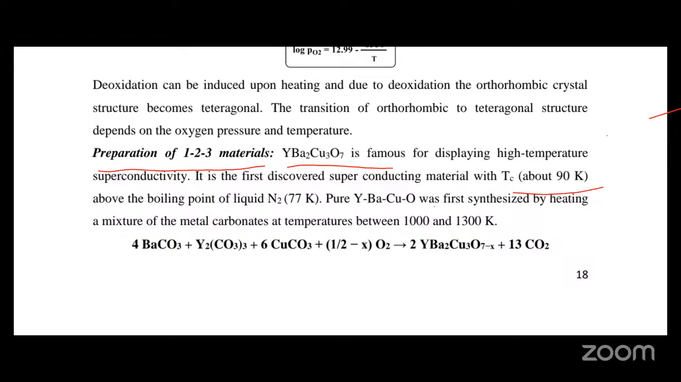The phase diagram we have discussed. Then barium carbonate is mixed with yttrium carbonate, which is mixed with copper carbonate. Then some amount of oxygen will be left over. We can get YBa2Cu3O7 minus x by loss of carbon dioxide molecules. Right. In this regard, what are we going to take?